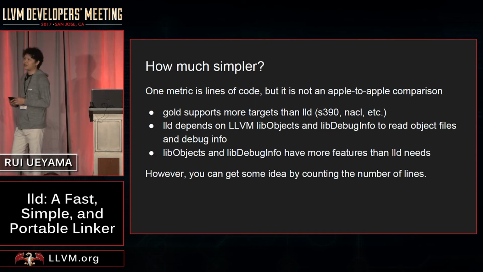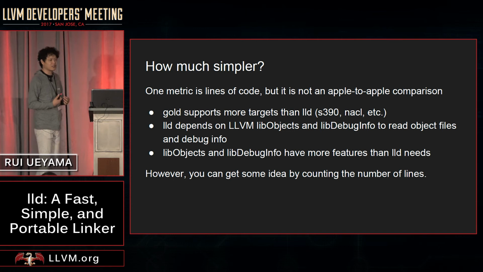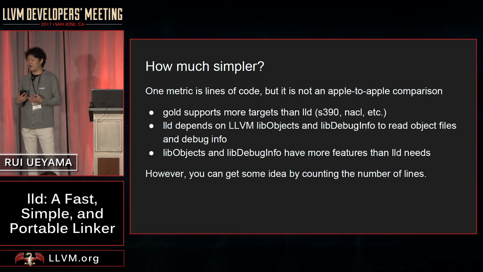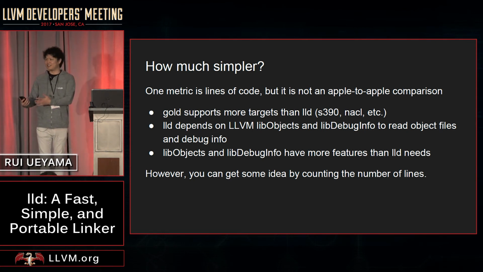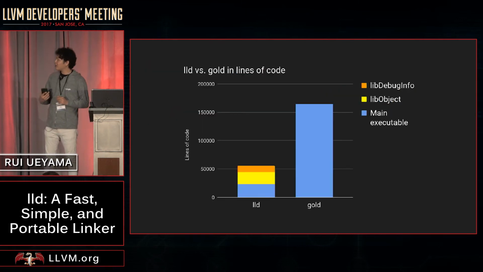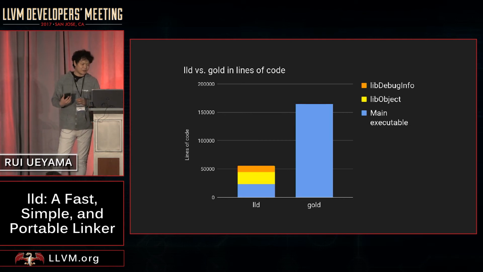I said that LD is significantly simpler than GNU linkers, and we do not really have a good metric for measuring how simple a program is. I wrote yada yada on this slide, but it basically says that counting the number of lines can at least give you an insight into the complexity of the program. And here's the chart. If you compare just the number of lines of the two linkers, LD is around 1/7 in size.